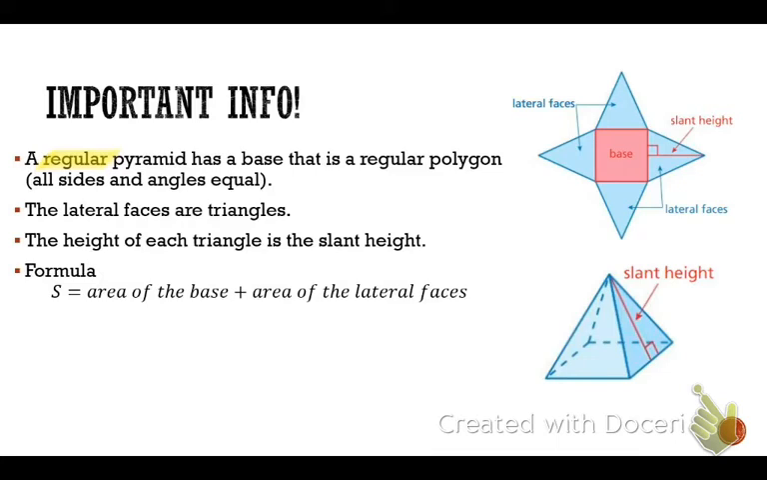All right. Lateral faces are going to be triangles because remember, in a pyramid, everything collapses to form a peak. If you remember yesterday, my lateral faces were rectangles for prisms. Even if it was a triangular prism, my faces were rectangles. Today they're going to be triangles. The height of each triangle is what we call the slant height. So you're going to hear me talking about the slant height.